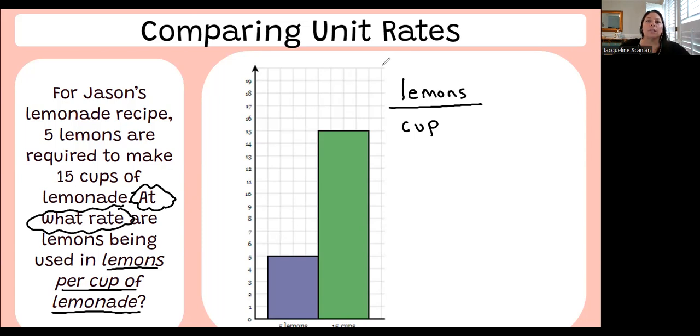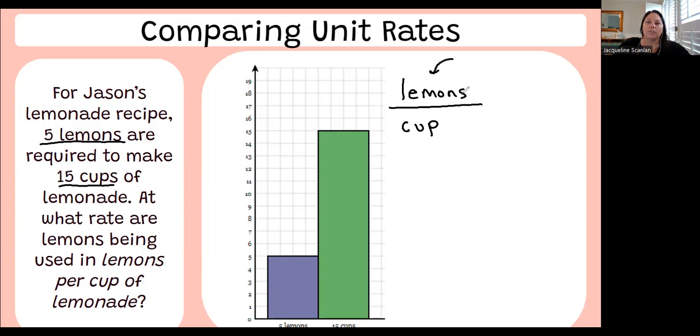So what I'm going to do is take the information that I'm given over here on the left-hand side where I've got 5 lemons and 15 cups. And I'm going to write that in this same setup where lemons are on top and cups are on the bottom. So I have 5 lemons and I have 15 cups. And I want to know how many lemons I need per cup. All right, so that means I want my denominator to be 1. I want to know how many lemons I need for 1 cup. So that is my unknown up here. I don't know how many lemons that is.